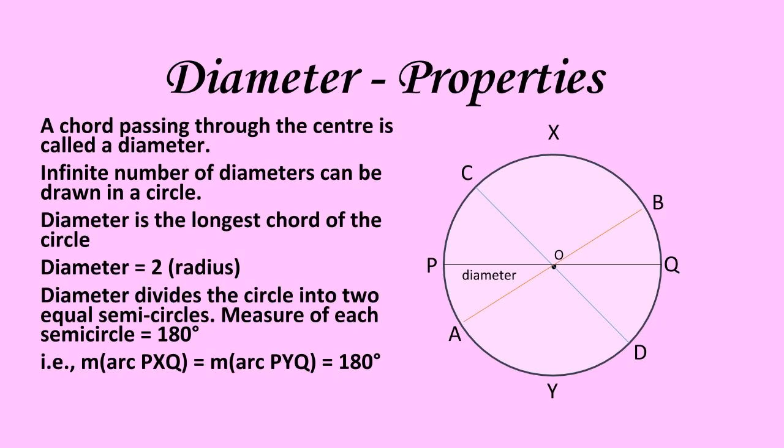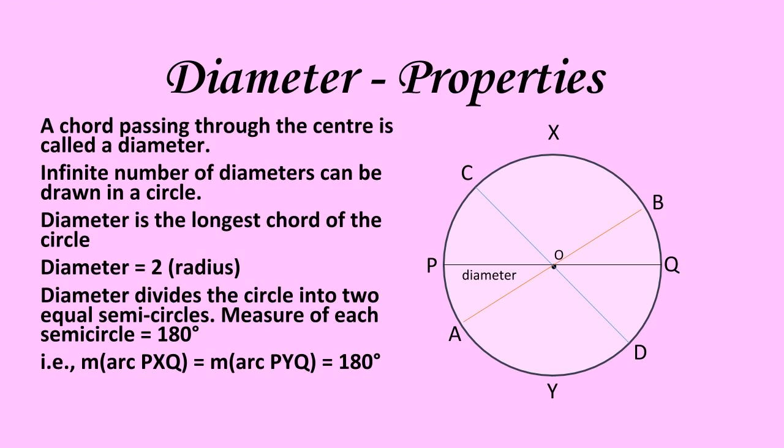Now coming to the diameter properties. So let's discuss a few things about the diameter of the circle. This holds really a lot of importance. A chord passing through the center of the circle is called a diameter. So you can draw an infinite number of diameters as it passes through point O, which is the center of the circle. Diameter is also the longest chord of the circle. Now, diameter and radius have a relation. Diameter is 2 times the radius of the circle.